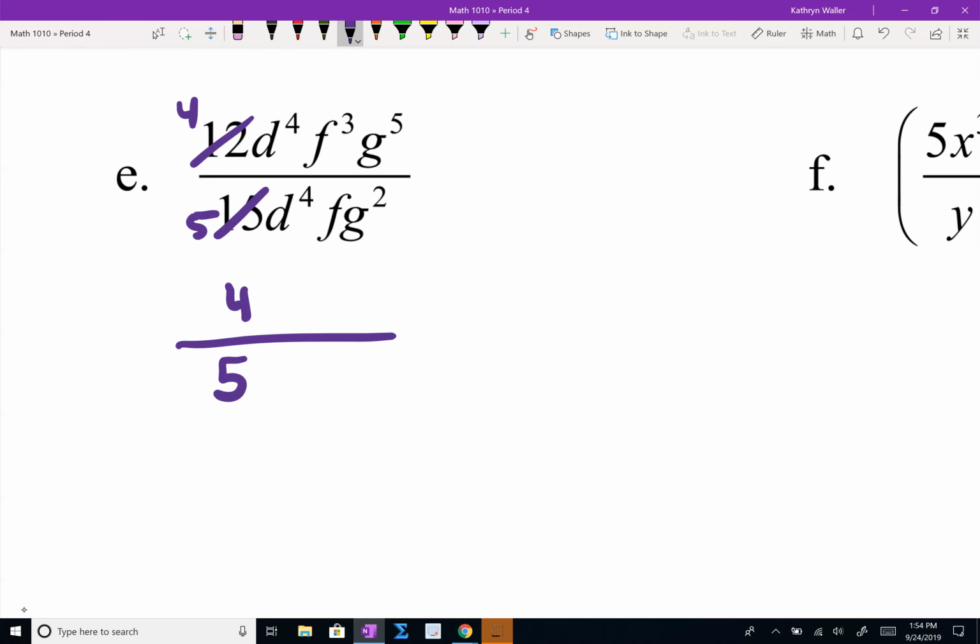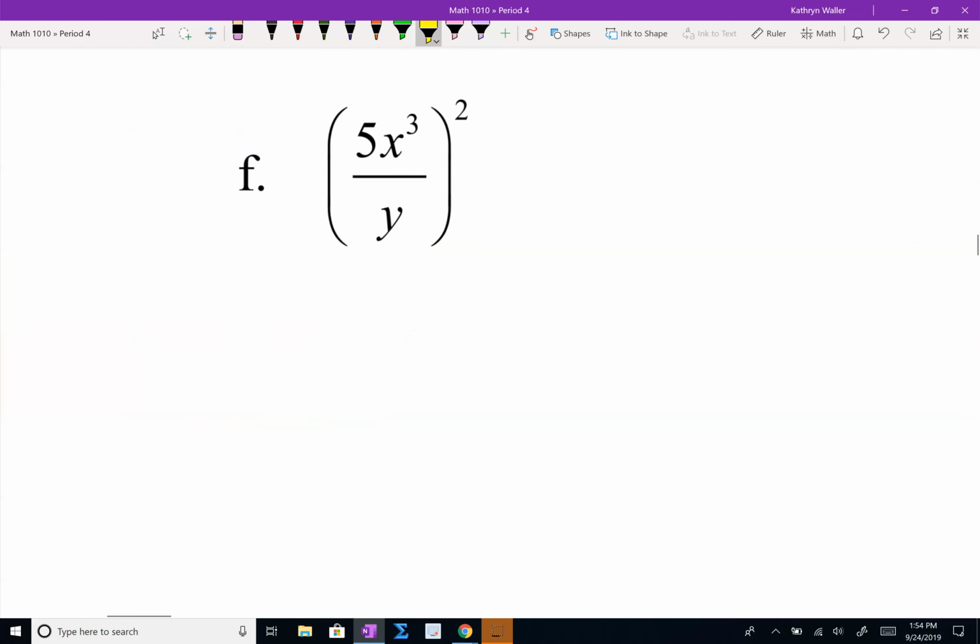F's. 3 on top, 1 on bottom. Where do I have more F's? On the top. How many more do I have on the top? 2 more. Look at your G's. 5 and 3. More on top or more on bottom? More on the top. How many more on the top? 3 more. That's my answer. Easy.